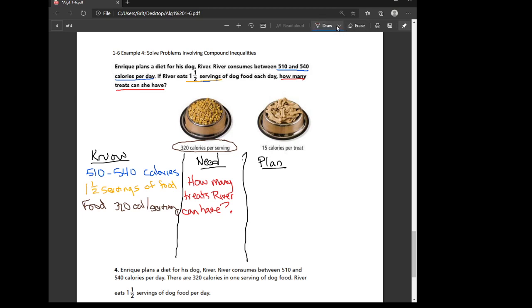And then we see their milk bones over there, the treats. There are 15 calories per treat. So treats, 15 calories per.